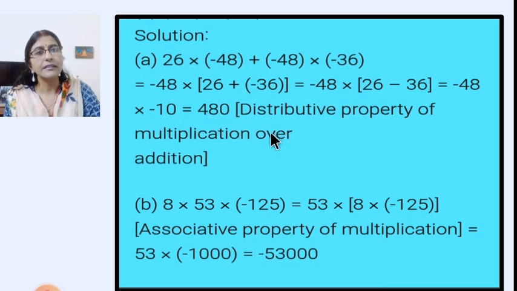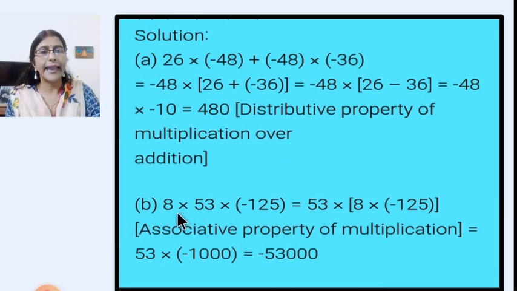And this question, this product which we have found, that is based on distributive property of multiplication over addition. Here you can see multiplication is there, here addition. So we have distributed here, minus 48 was distributed here, and then we have taken this common and then we have worked out. This is distributive property of multiplication over addition.